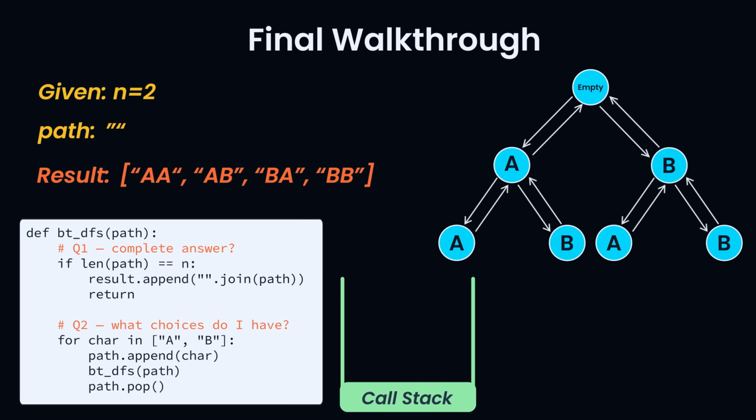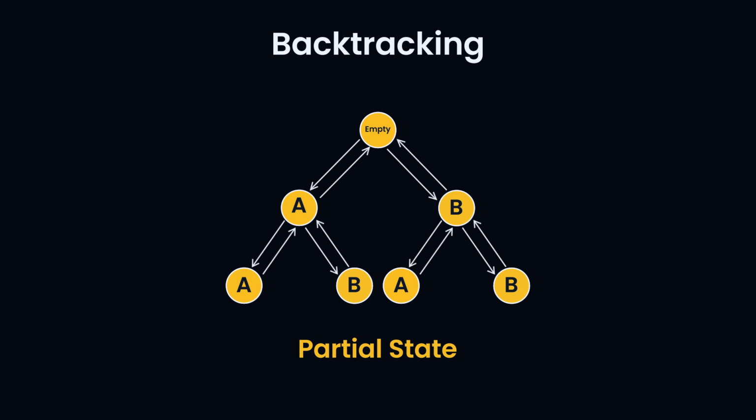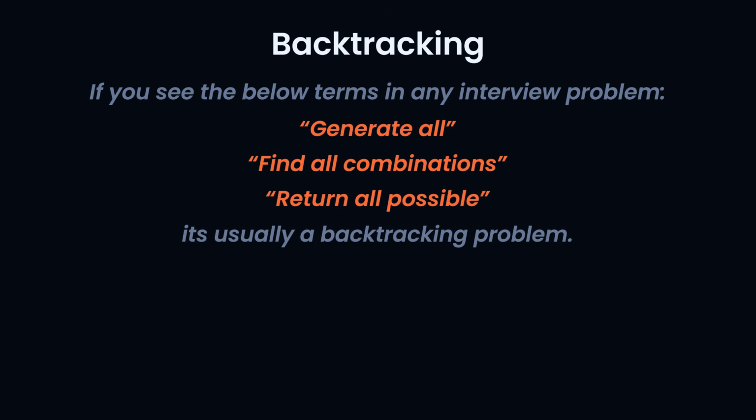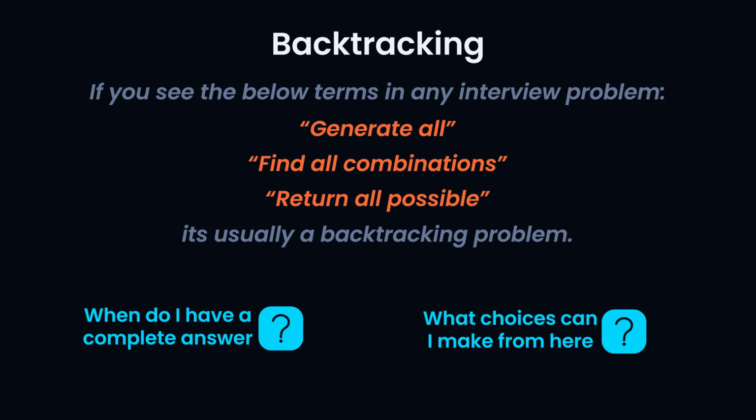That's all backtracking is. Backtracking is DFS on a tree you build as you go. Every node is a partial state. Every branch is a choice. Every leaf is a complete answer. When you see, generate all, find all combinations, return all possible, draw the tree. Answer 2 questions. When do I have a complete answer? What choices can I make from here? Write the loop, add the pop.